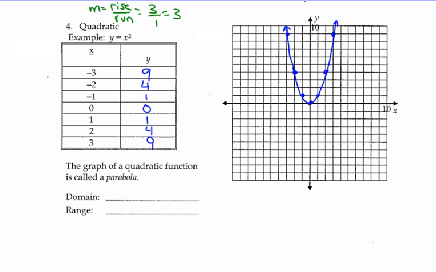Okay. X. Domain. Why is it x is an element of the reals? Because it goes on forever. Both. Which way? Which directions?